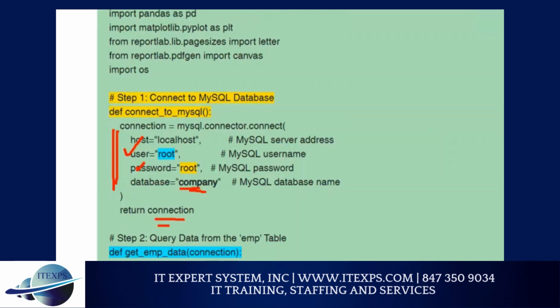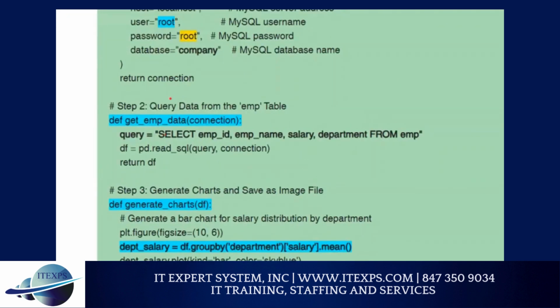Now we are going to use these connections to run the query. So if you go down, the second step is query data from EMP table, because this is the query. Select means read. I want to read employee ID, employee name, salary, and department, 4 columns, from EMP table. So this is your table. These are your columns. You can change the columns of your choice.